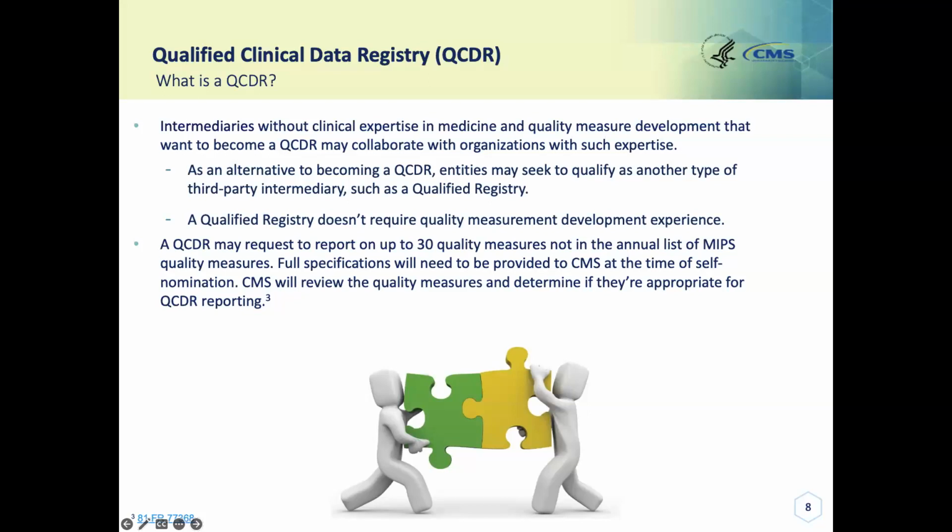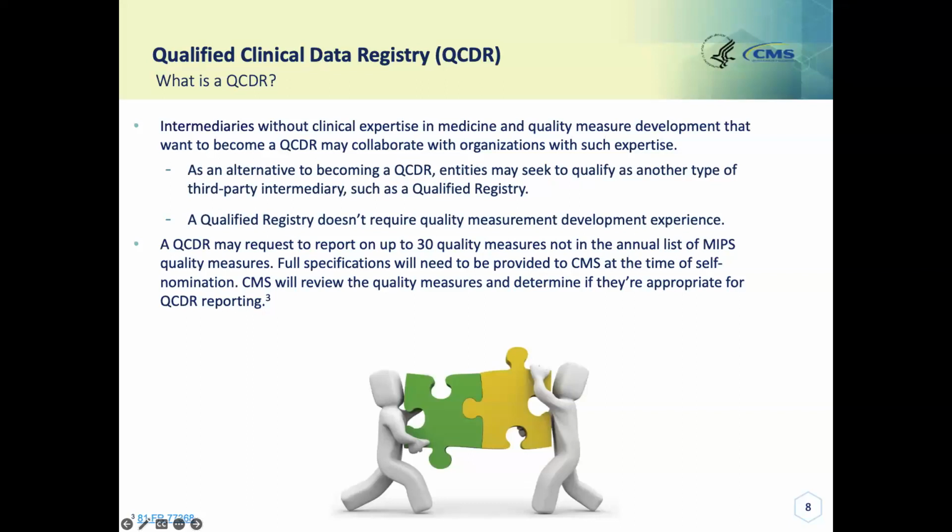I also want to note that QCDRs do have the ability to support up to 30 quality measures that are not within the annual list of MIPS quality measures. We refer to those as QCDR measures, but please know that if you would like to submit a QCDR measure for consideration, the full specifications are required to be provided to CMS at the time of self-nomination, and then CMS will, of course, review those submissions to determine if they are appropriate for QCDR measure reporting.